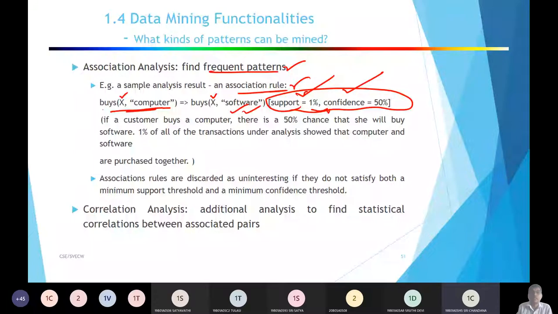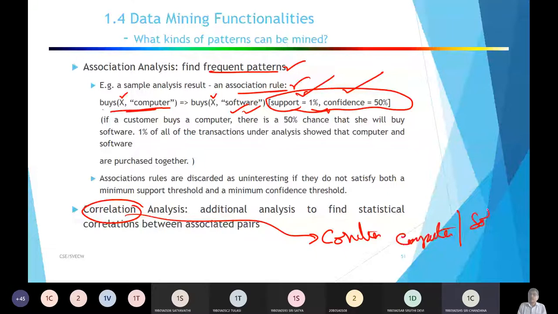That means if a person buys a computer, there is a chance that he will buy the software also. How are you making the statement? Because 1% of the transactions under analysis show the computer and software are related to one another. So you found an association. The correlation or association you are going to say is that the computer is associated with the software.